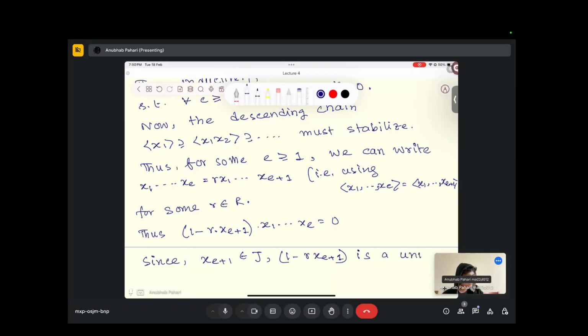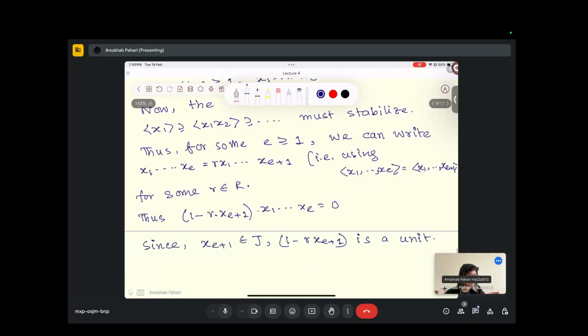is a unit. I have already told this in the previous part of the proof that if x(e+1) belongs to J, then its scalar multiple also belongs to J. So if this belongs to J, then 1 should belong to J, which contradicts the fact that this does not belong to J. And if an element does not belong to J, where J is the unique maximal ideal, then it should be a unit, because if it is a non-unit, then the ideal you form with this would be a proper ideal, and it would be contained in a maximal ideal. So it would be contained in J, since J is the unique maximal ideal, so it has to be a unit.